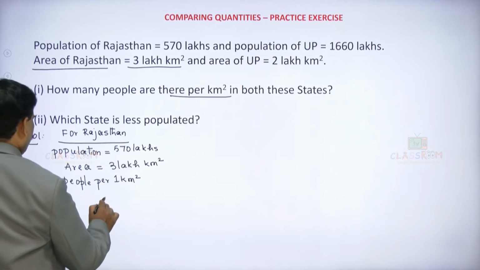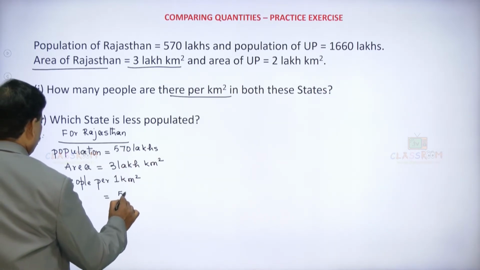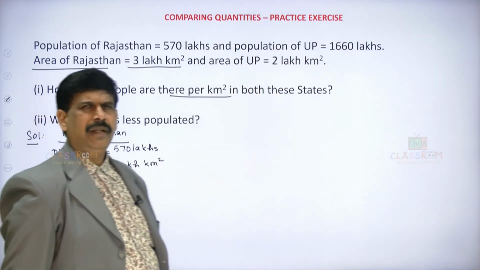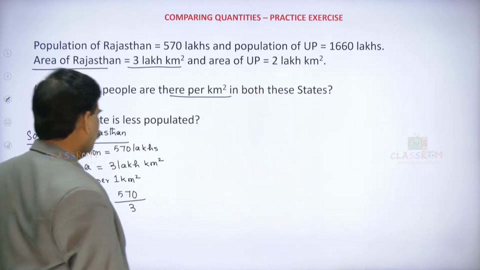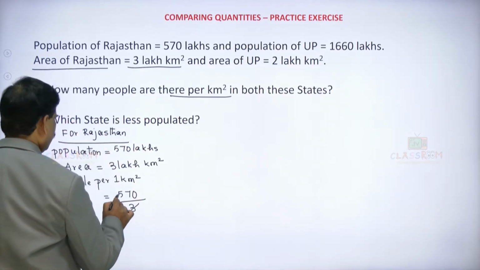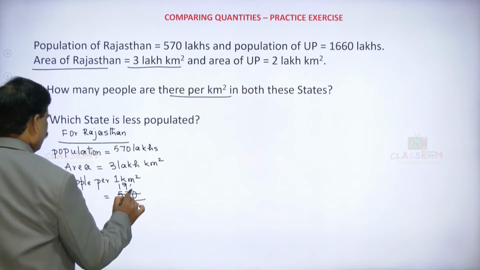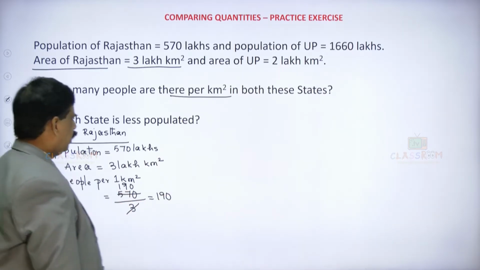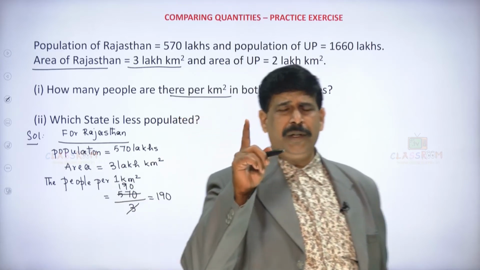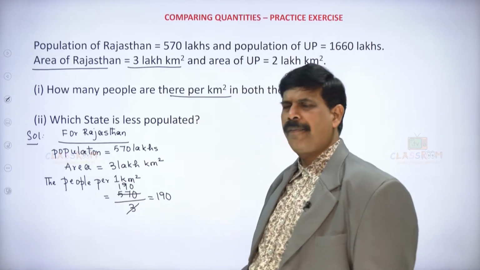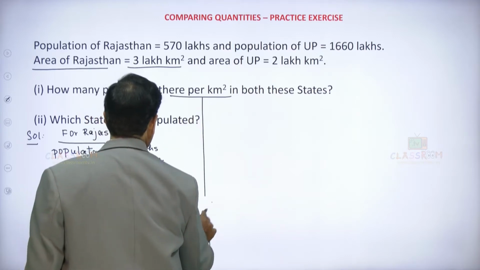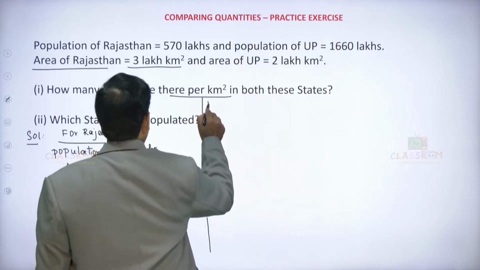So how do we get that? We get it like 570 lakhs divided by 3. Clear? So how many people are there, children? Here 3 ones are 3, 3 nines are 0. So 190 people per 1 kilometer square in Rajasthan. Now let us see for UP.